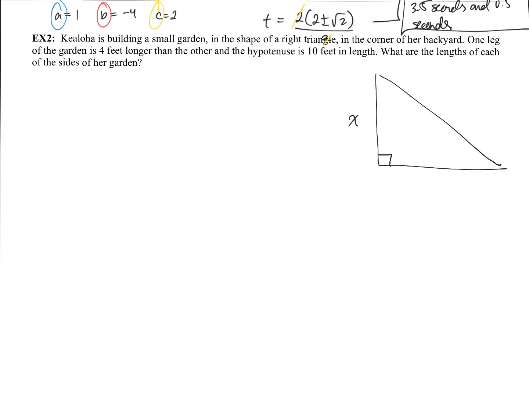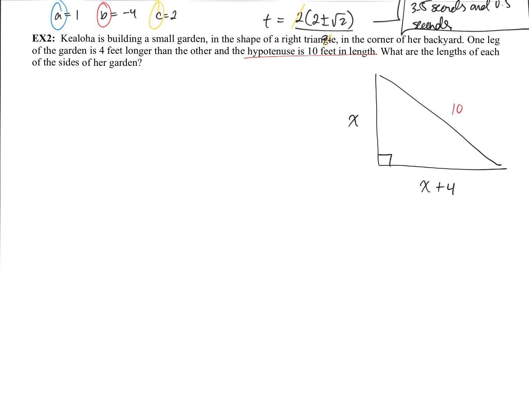And then what else do we know? One is 4 feet longer than that, so x plus 4 would be 4 feet longer. Then we know the hypotenuse is 10 feet in length, so that's just 10. Now we need to figure out what x is. How do I do that? Hopefully something's coming to mind.